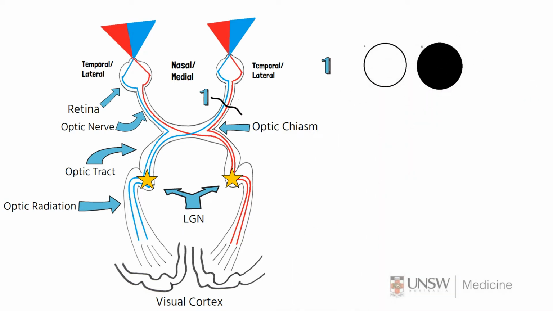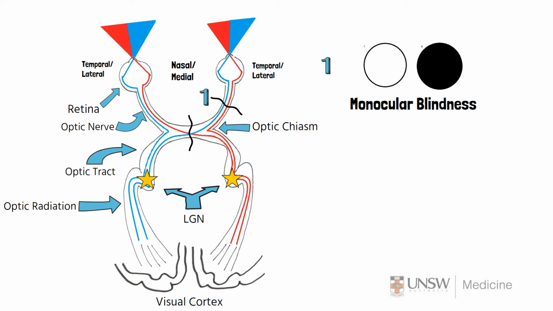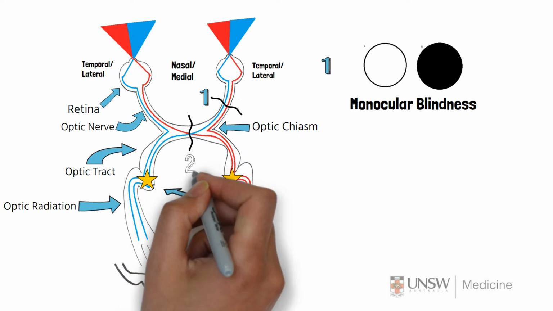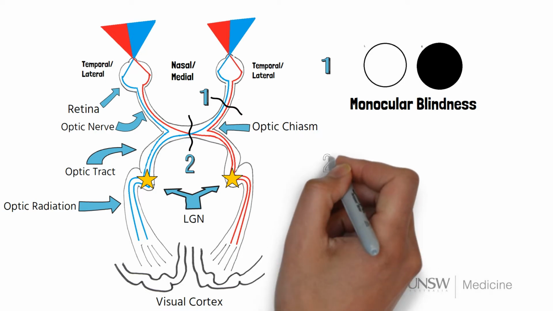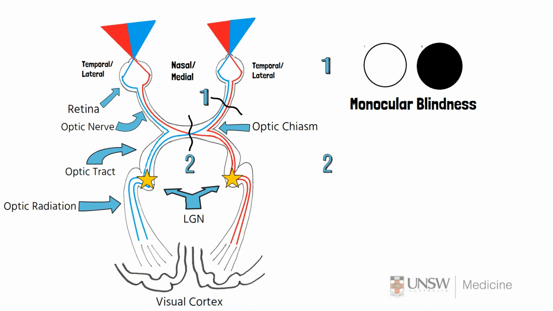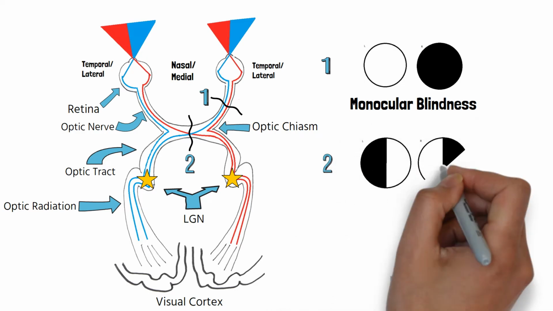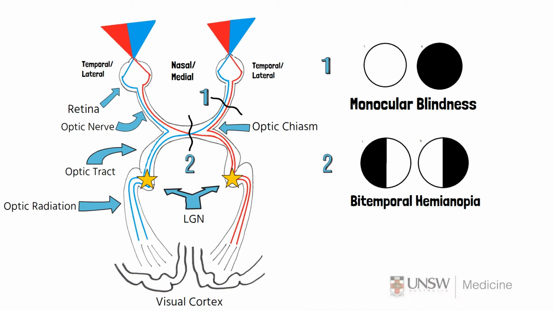Now, if there is a chiasmic lesion, such as a pituitary adenoma that compresses the middle of the optic chiasm, nasal fibers from both eyes will be affected. Remember that the nasal retina is responsible for the temporal visual field. Therefore, this patient will suffer from temporal vision loss in both eyes. This is otherwise known as bitemporal hemianopia.